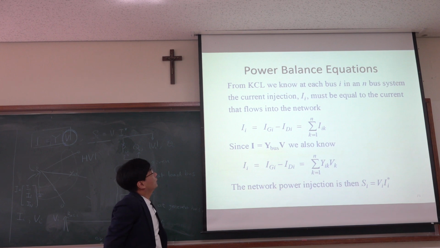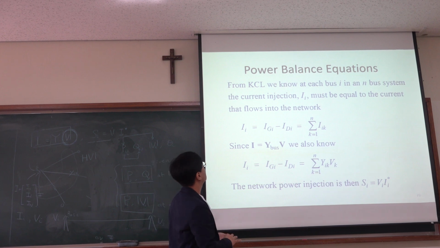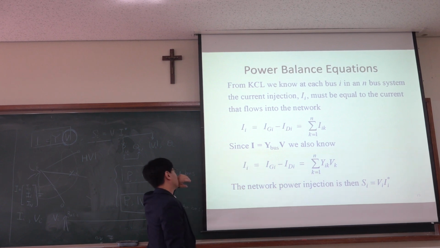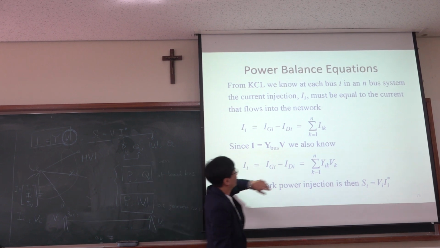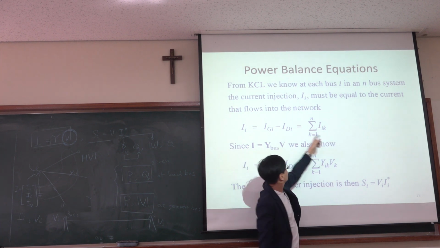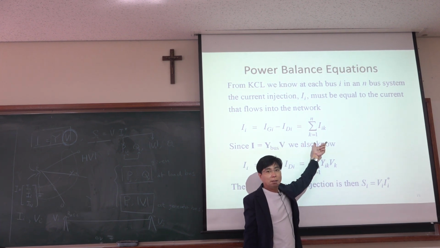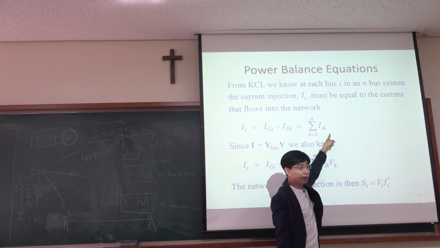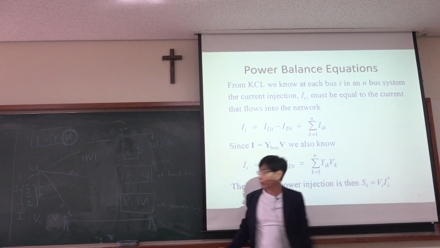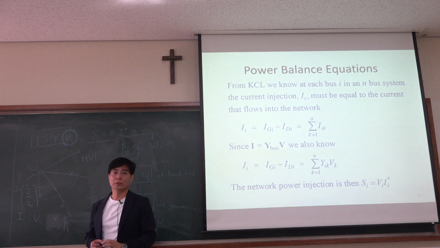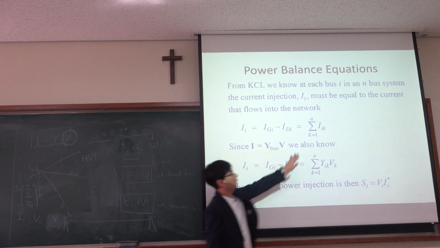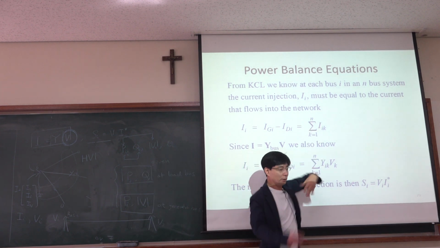From KCL, we know at each bus I in an n bus system, the current injection I sub I must be equal to the current that flows into the network. This is same as before. You may think this is obvious, but this is slightly confusing because it requires the definition of I. But we didn't define that. So forget about it. Or if you want to think about it, just think about it on your own.